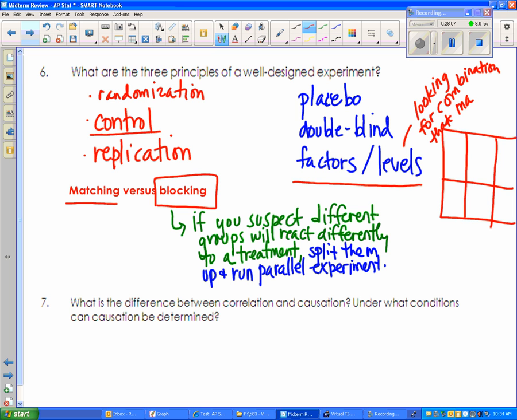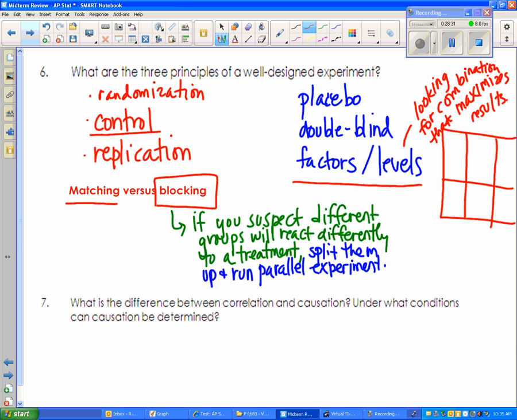Sorry, I apologize that these were not on your original worksheet. I will include all of these terms on the Quizlet, though, so that you have all the definitions. I think that's it. And remember, a treatment group is the group that generally gets your combination of factors and levels.